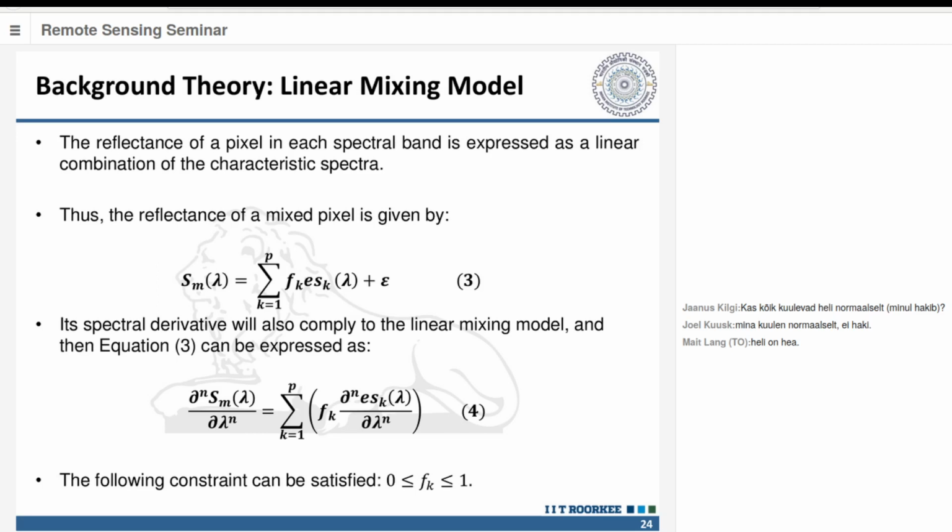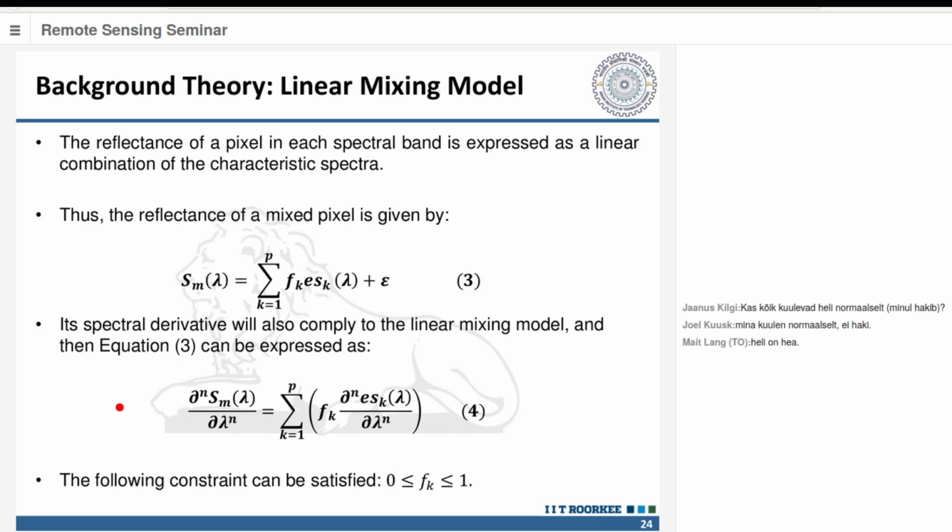Then I have utilized the linear mixing model. The reflectance of a pixel in each spectral band is expressed as a linear combination of the characteristic spectra, and thus the reflectance spectra of a mixed pixel can be explained by this mathematical equation, where there is the mixed pixel spectra, and this is the multiplication relation of the abundance of the mixed pixel and the pure pixel end member of the data set of the pixel.